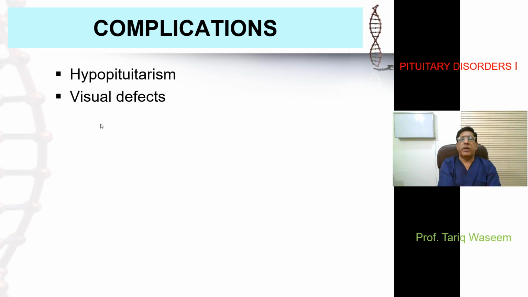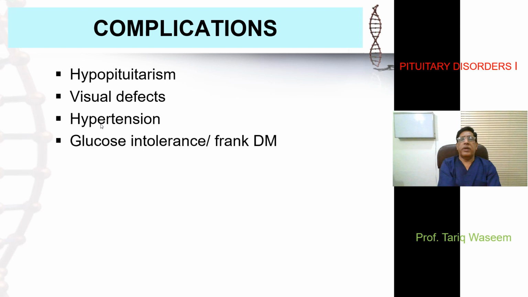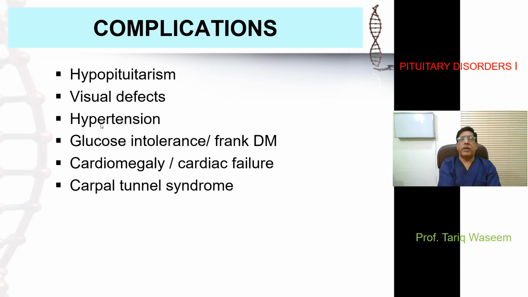Visual defects we just talked about. Hypertension: we again talked about the hypertrophy of the heart in acromegaly and increased vascular tone. They may develop frank diabetes. Cardiomegaly can finally end up in cardiac failure and symptoms of heart failure. The compression of the nerves as a result of hypertrophy of the soft tissues, particularly at the wrist, may lead on to carpal tunnel syndrome or pain in the median nerve distribution.